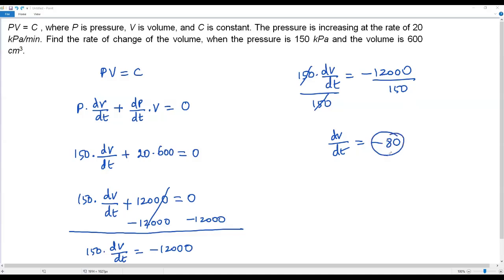So how do you have to write the unit for this value? Here in the denominator we have V over here. What is the unit of volume? Clearly it's cubic centimeter, or centimeter cube. And in the denominator we have T. T is time. So what is the unit of time? Clearly it's given in minutes. So we have to write minute in the denominator. Therefore, the rate of change of volume is negative 80 cubic centimeter per minute. In other words, we can say that the volume is decreasing at a rate of 80 cubic centimeter per minute.